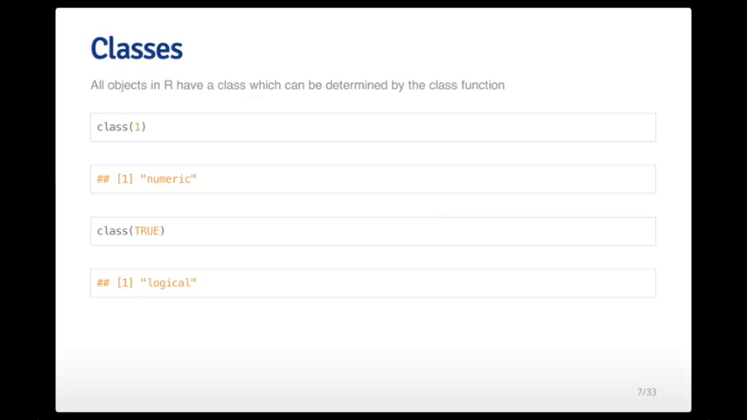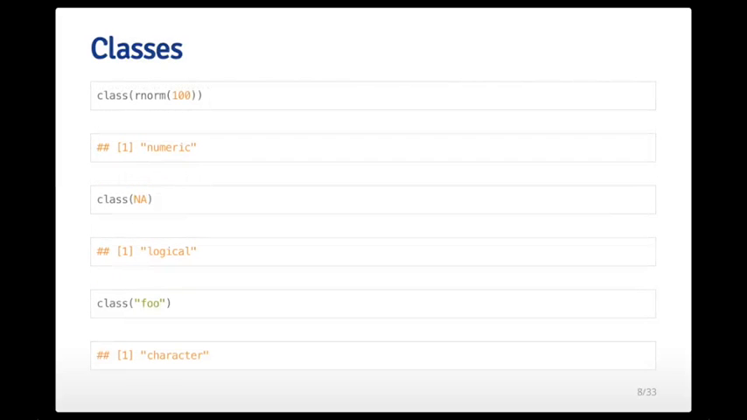So every object in R has a class, and the class of that object can be determined with the class function. If I just take the number 1 here, you may recall that in R, numbers by default are real numbers or double precision numbers, so they're considered a numeric class, and that's what you see here. Logicals have their own class, so TRUE and FALSE are logicals. If you generate some random normal numbers, those are numeric. That again is a numeric vector. The missing value NA is by default a logical, but you can have a missing numeric, a missing integer, etc. And then a character string will have the class of character. So that's all fairly straightforward. These are atomic classes.